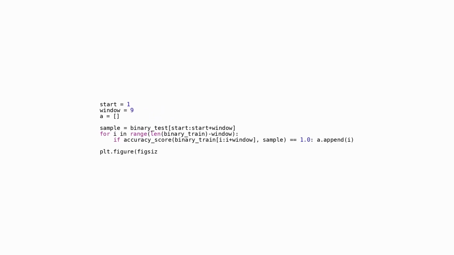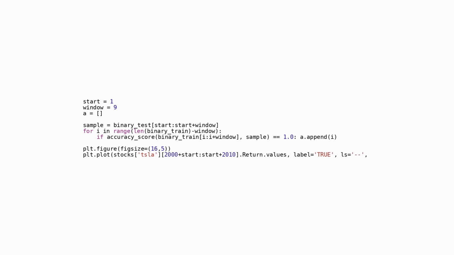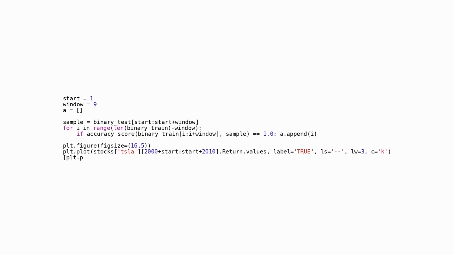The code then loops over a range of indices within the binary train data to compare segments of the data with the extracted sample. 5. When a perfect match is identified, accuracy score equals 1.0. The starting index of the match is appended to list A.